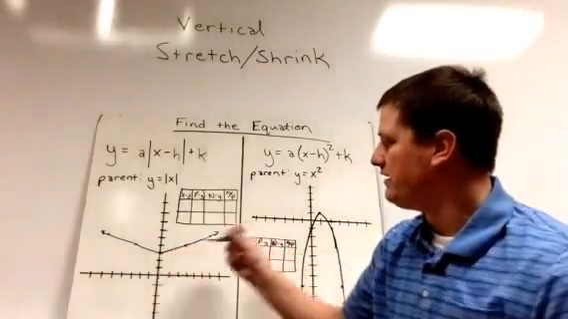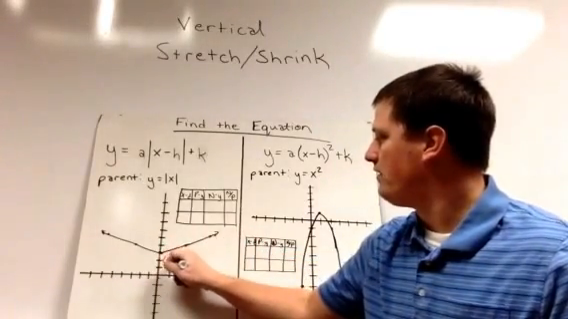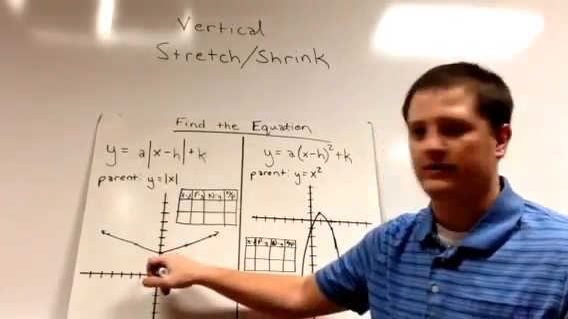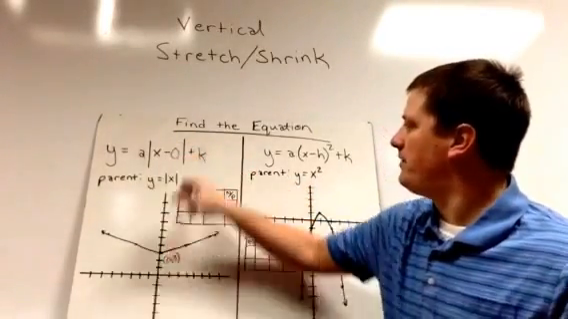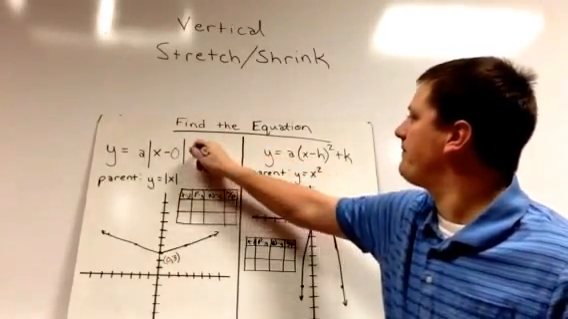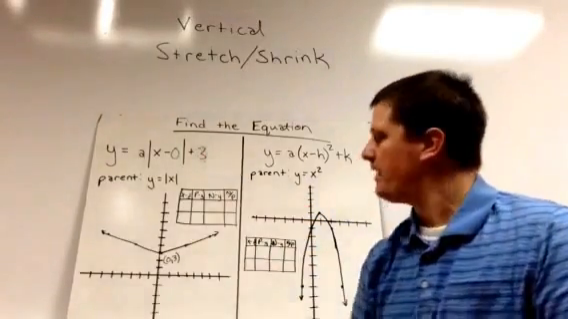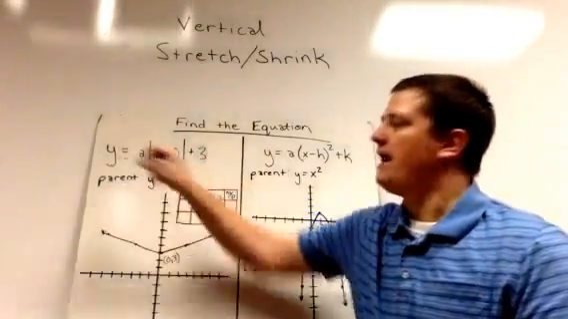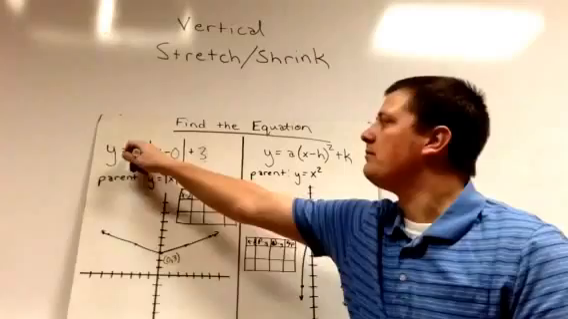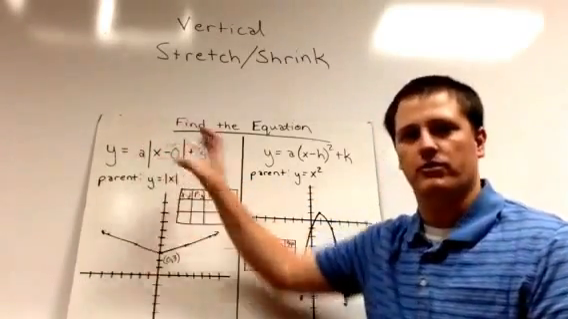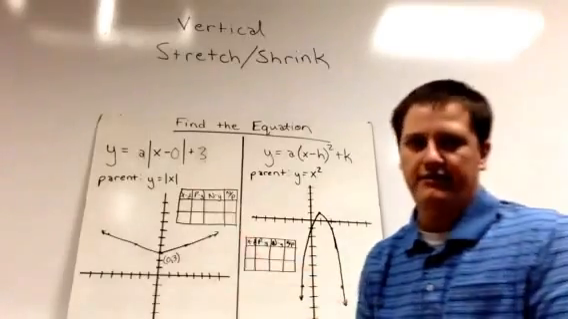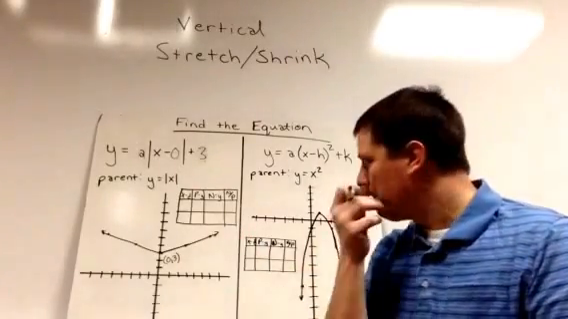Obviously, the vertex here is 0, 3. So I'm going to put 0 in for h. I'm going to put 3 in for k. Okay? This one is moving up, so our a value is going to be positive. Don't need a plus sign in front of it, but if you want to put one, that would remind you, but this one we're just going to leave. What we now need to figure out is a stretch or shrink factor.